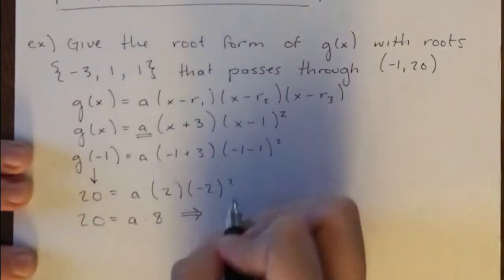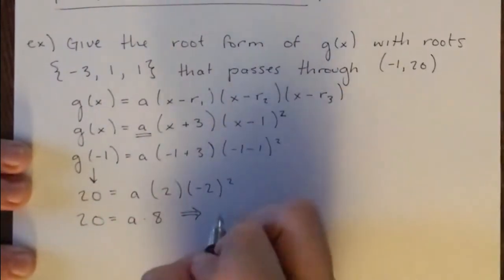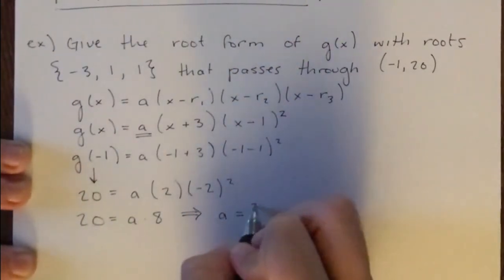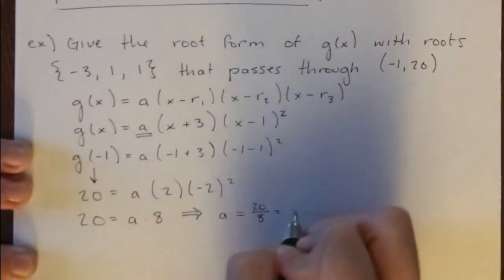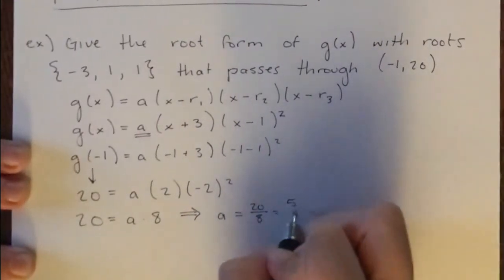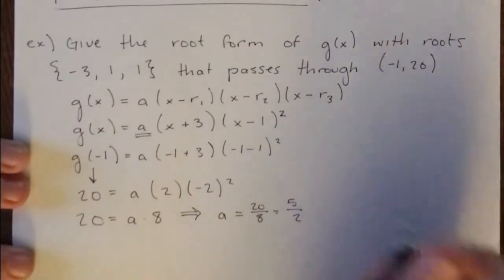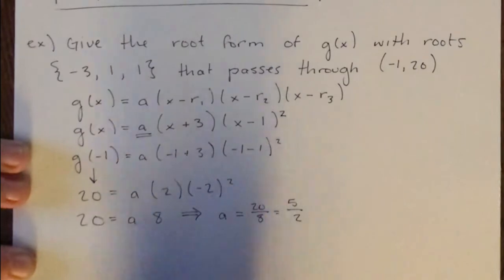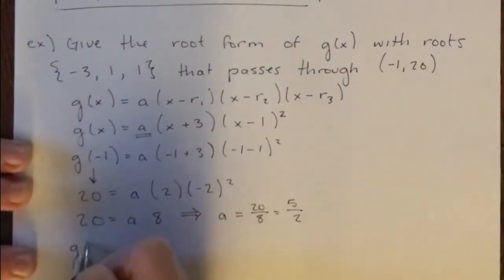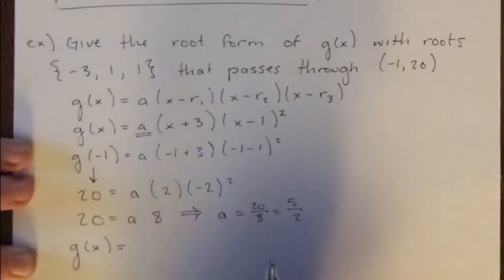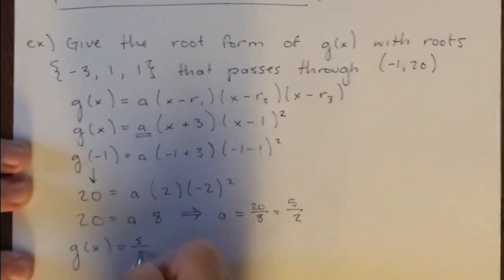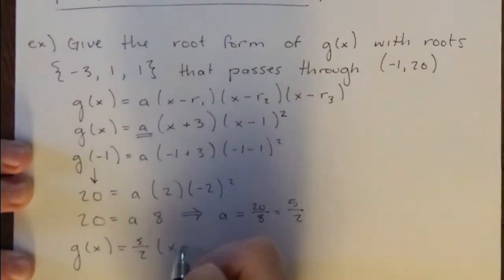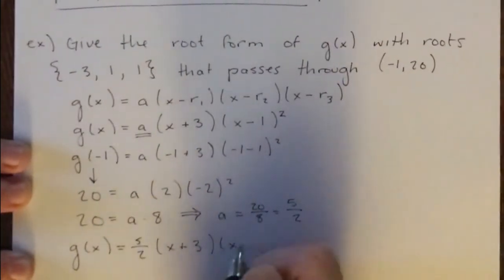We solve for a here. We divide both sides by 8. We get a equals 20 over 8. That reduces to 5/2, also known as 2.5. So our final equation is g of x equals 5/2 times x plus 3 times x minus 1 squared.